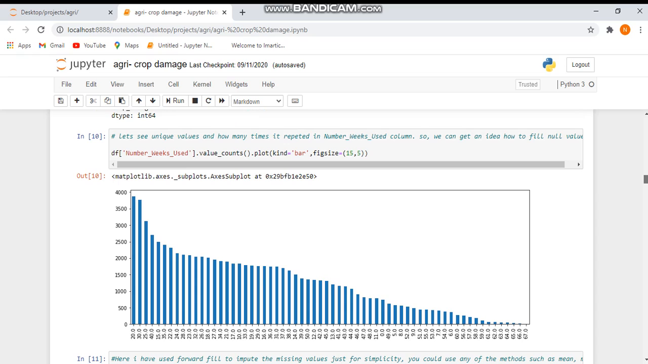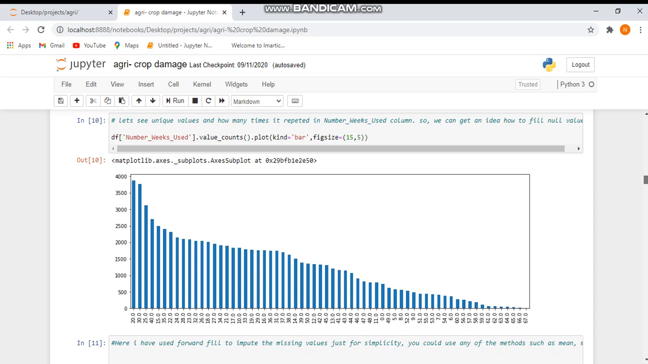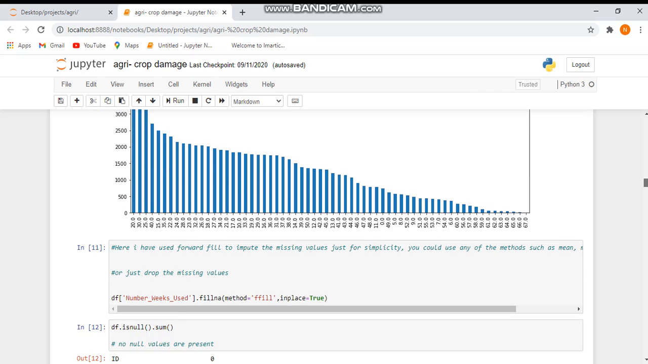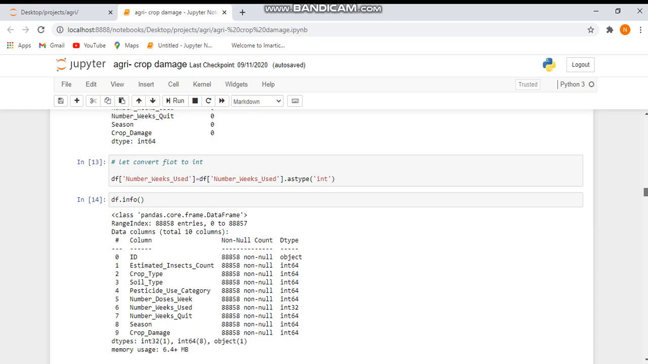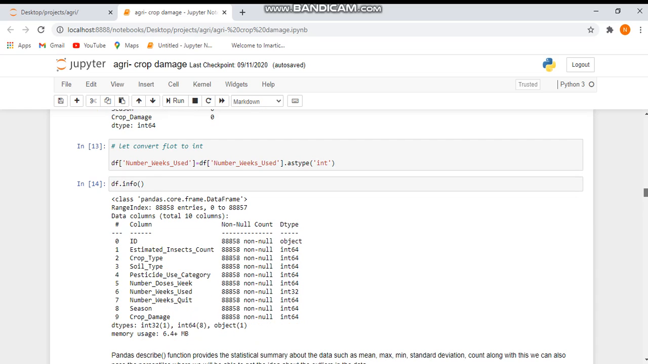So I tried to fill the null values. I drew a plot to decide how we can fill them. We can fill by using mean, mode, or median also, but I chose the forward filling method as the best here. I filled all the null values with the forward filling method. Later on I changed the object type to int type. Actually number of weeks was in data type object, so I converted it into int.